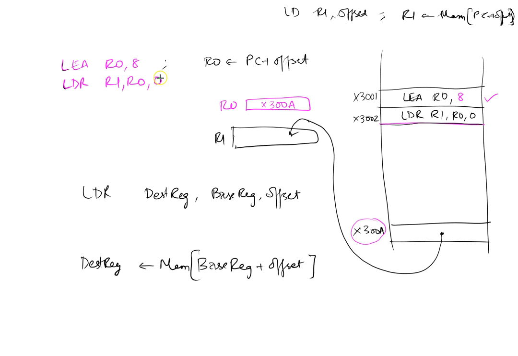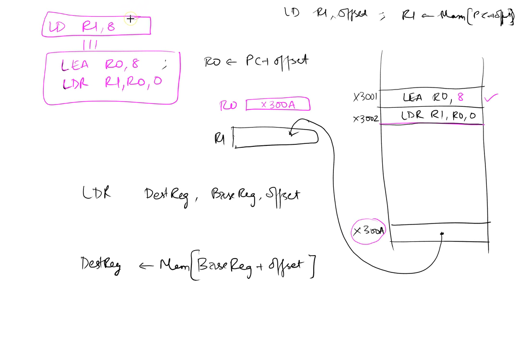So now you tell me, why would I bother doing two instructions to accomplish a task which could have been done simply by one instruction? These two instructions together are the same as, for us, I could have just put LD R1 with an offset of 8. You don't have to wait for the PC to catch up to that register. You don't have to go through all those steps. So which is simpler? Is this simpler or this simpler? Well, the LD is simpler.